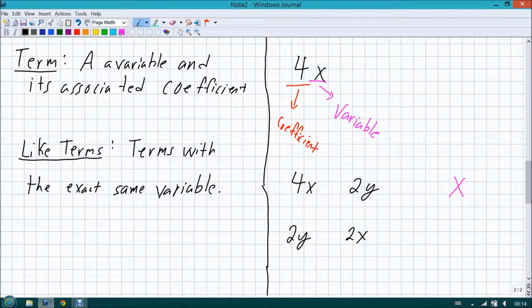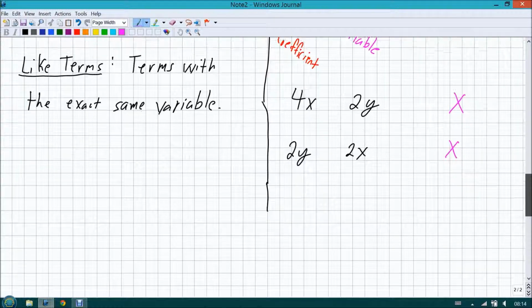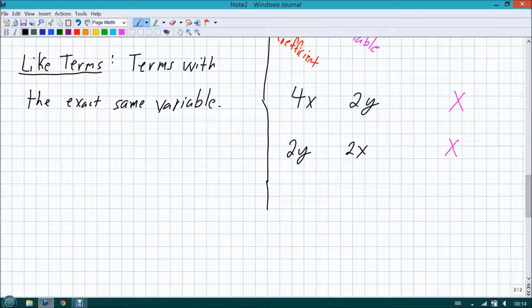Well, once again, we're looking at the variable. We don't care about the coefficients. We only care about the variables for things to be like terms. So since these do not have the same variable, they are not like terms. All right, let's try another one.